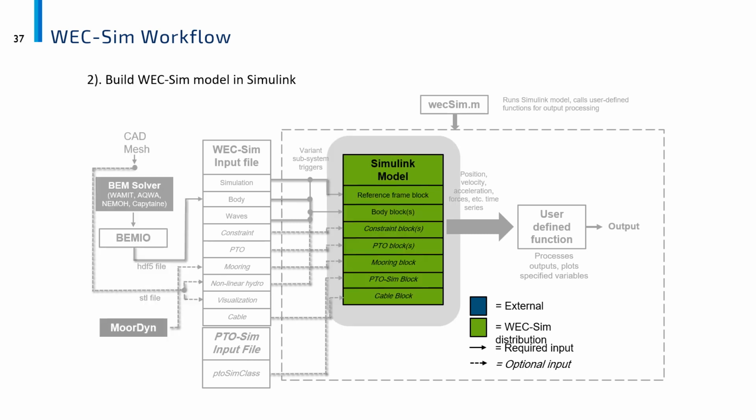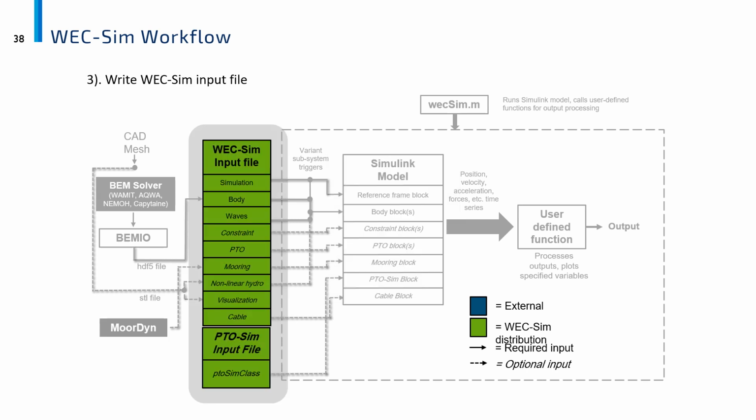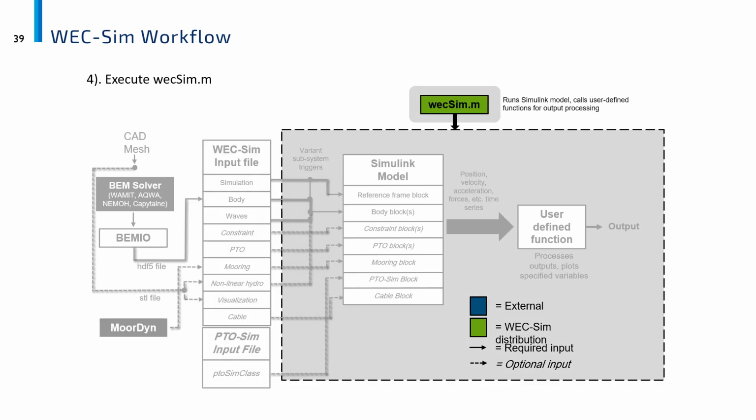Next, a user will build their WEC-Sim model in Simulink by opening the WEC-Sim library browser and dragging and dropping the library blocks as we showed a few slides ago. Alongside their WEC-Sim model in Simulink, they'll create a WEC-Sim input file, being sure that every block that was specified in their Simulink model is initialized properly in their WEC-Sim input file. Finally, the user will execute WEC-Sim from the command line.